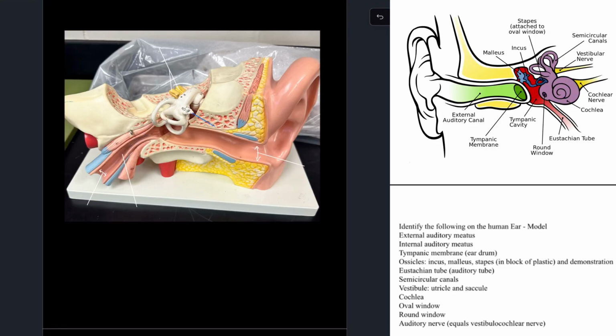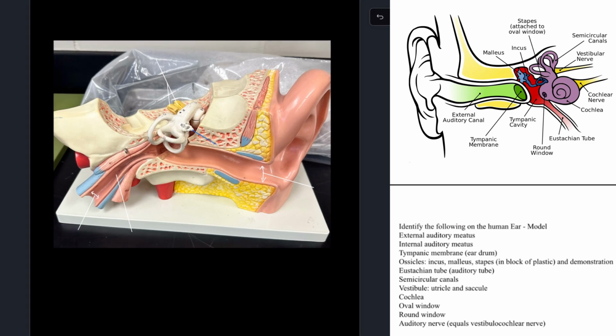Hey guys, welcome to the new video. In this video, I'm gonna go over the ear model along with the sheep eye. And so yeah, let's just get into it. I'm gonna start off with the ear model.